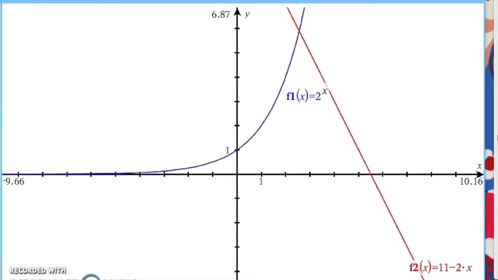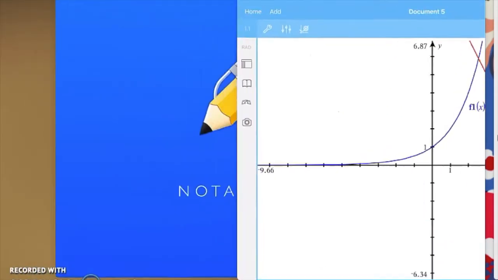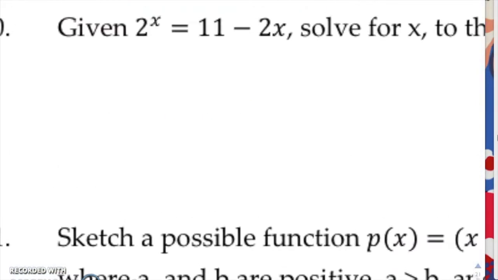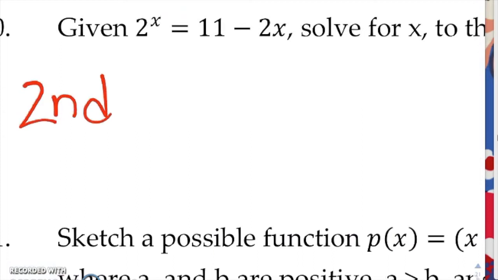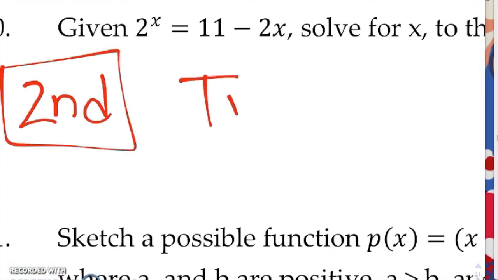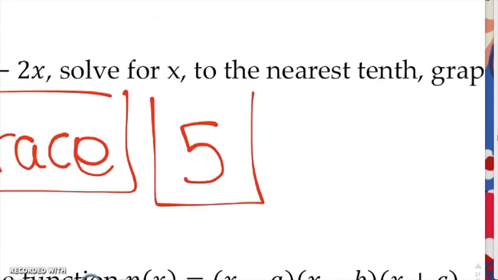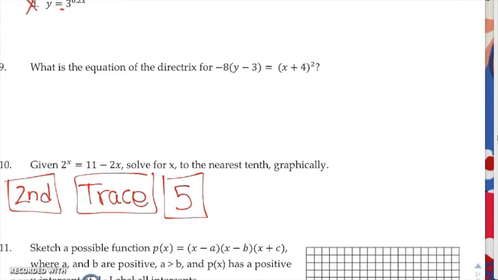Now, this is a little bit different operating system, so let's talk through how to do this on yours. So on yours, here's what you would do. You would hit second, and then trace, because you want to calculate. And then you are looking for 5, which is the intersect. And from there, you would do like enter, enter, enter, do where you think it intersects. Again, if you need help with that, go to my calculator help video. And it comes out to be something about that. To the nearest tenth, that would be 2.6.